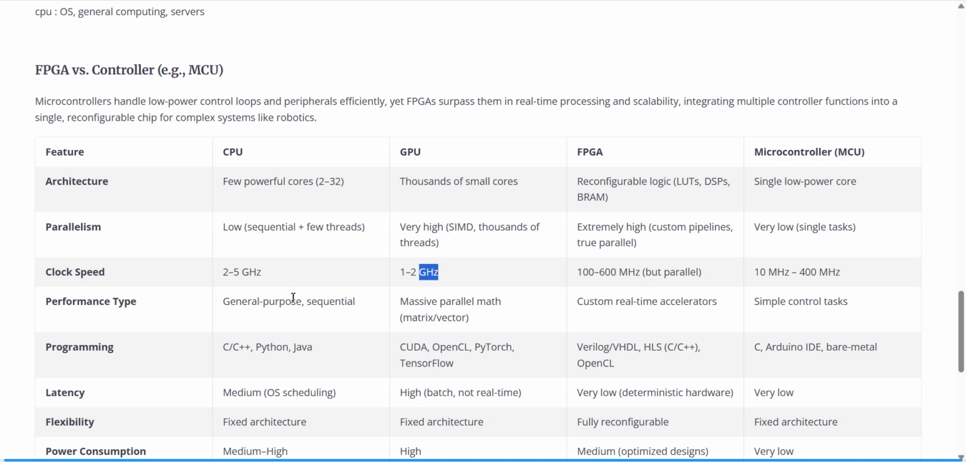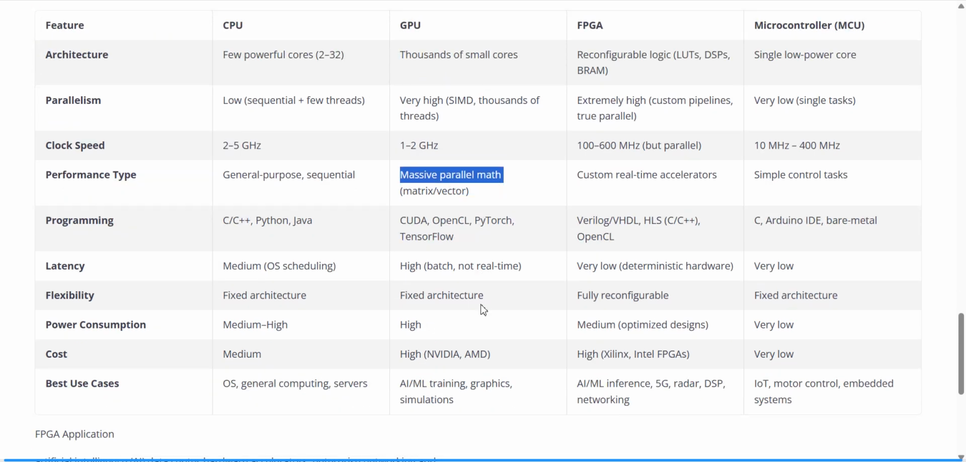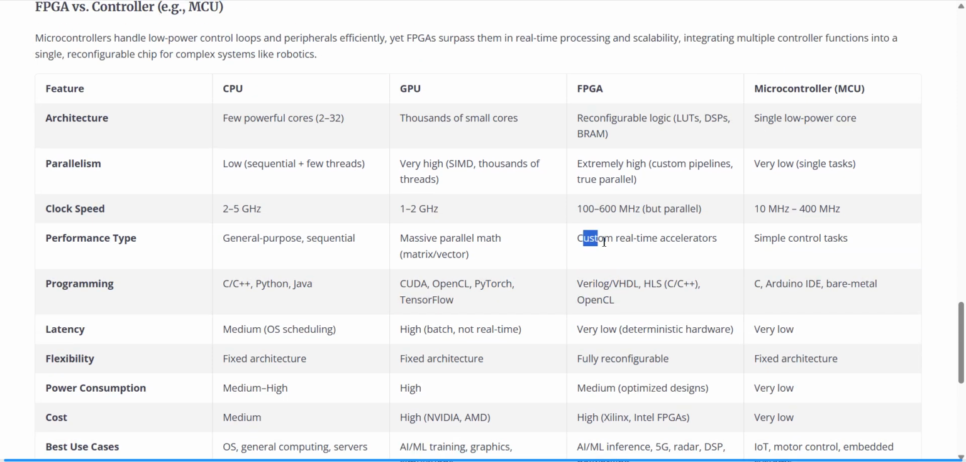Now the performance. For the general purpose, we use CPU. For massive math applications and parallel applications for AI, ML, the training system, we use the GPU. The FPGA is for custom real-time accelerators, and the simple control task is handled by the microcontroller.